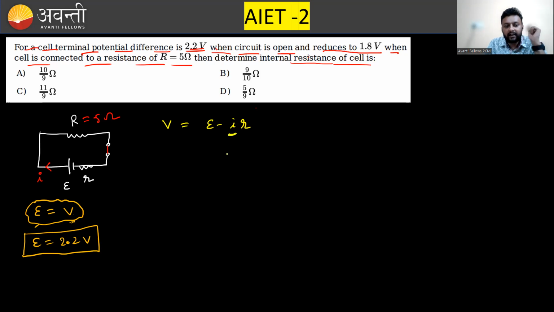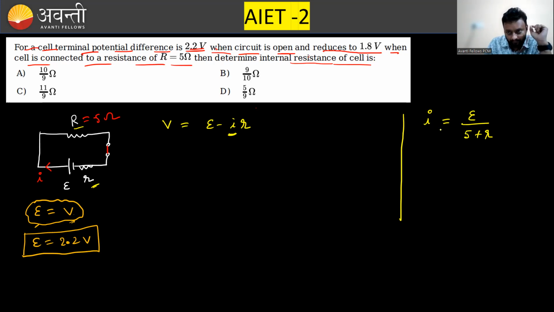What is I here? Current. Can you calculate the current? Yes, I can calculate the current. You can see the current here. For this circuit, if you apply Ohm's law, I equals EMF divided by the total resistance of the circuit. Total resistance is R and this small r, both are in series. So total resistance is 5 plus r. This is Ohm's law. So we know the value of current.